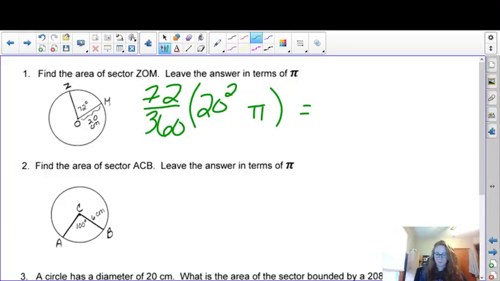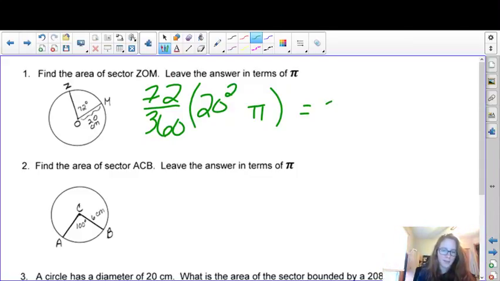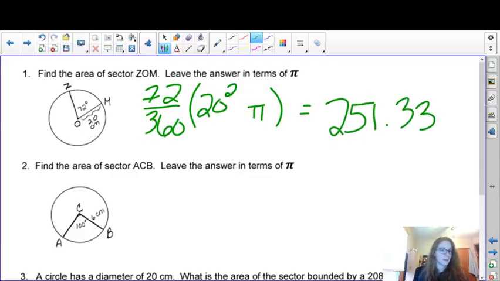So in my calculator, this works for any calculator that has a parenthesis button. You're going to do 72, division symbol, 360, close your parenthesis. Second set of parentheses, 20 squared, pi button. So again, parentheses 72 divided by 360, close parentheses, open a new one, 20 squared pi. And we get that area is 251.33. And it's in centimeters. As you can see, it says cm right there. So that's centimeters squared.